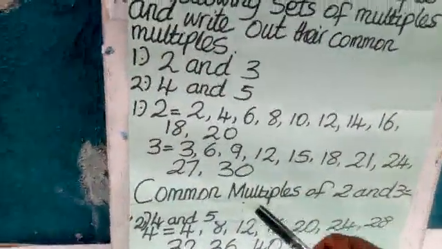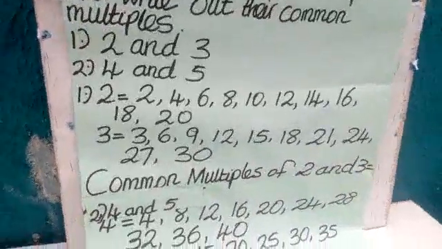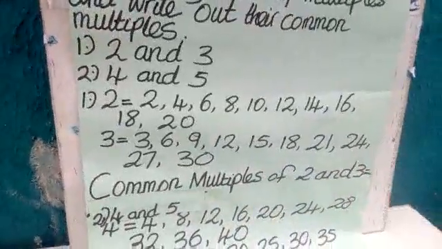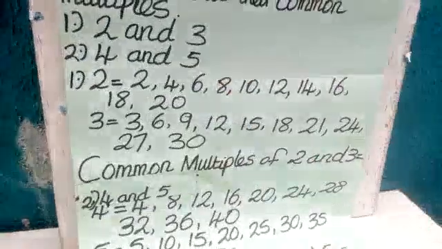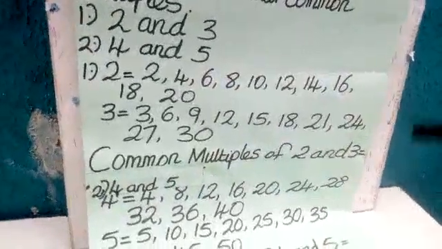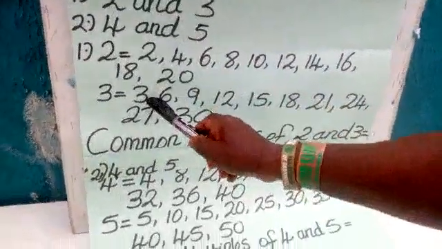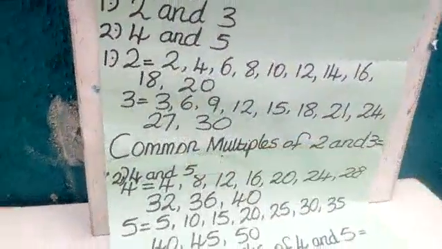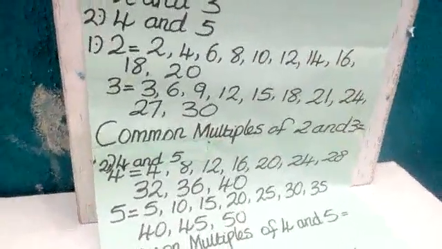Now we are writing the common multiples of 2 and 3. Before you write the common multiples, I said there are multiples that appear in the two multiples. Now let's look at the multiples of 2. The first one is 2. You can't find it in the multiples of 3, so it's not common. And anything that is common is when you can see it anywhere.